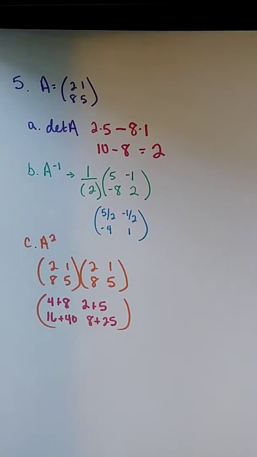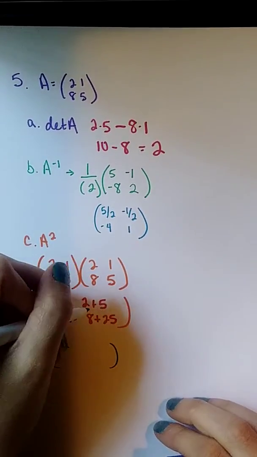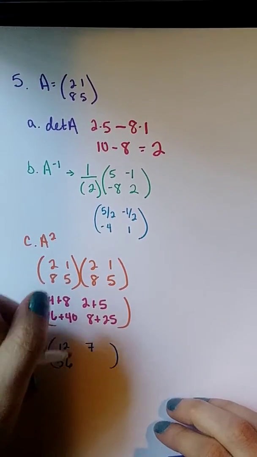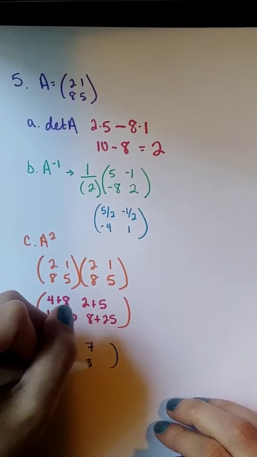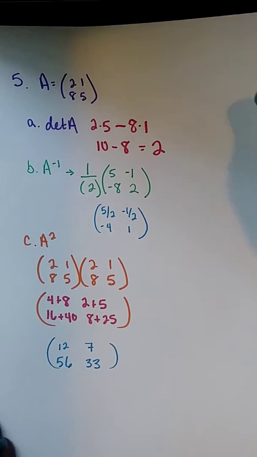So all we have to do to finish this up is just simplify. So I have here 8 plus 4, that's 12. 5 plus 2, that's 7. 16 plus 40 is 56. And 8 plus 25 is 33. We are all set with problem 5. I think we've got time to move on to problem 6. So let's take a look at problem 6.